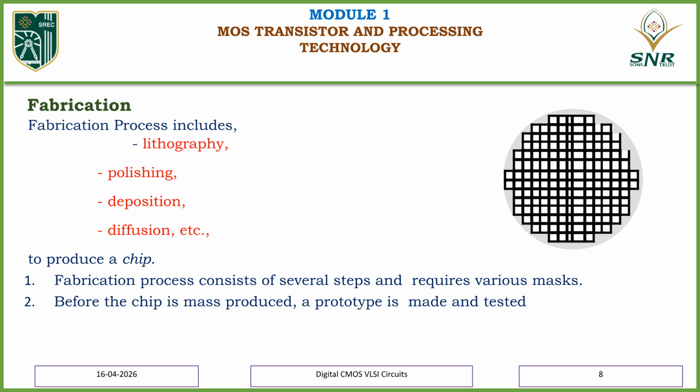Fabrication is the final stage of the VLSI design flow, where the verified layout is physically realized on a silicon wafer. The process involves multiple steps, such as photolithography, deposition, oxidation, diffusion, and chemical mechanical polishing. Each layer of the circuit is created using masks, making the process highly precise and technology-dependent. After fabrication, the wafer is diced into individual chips, packaged and subjected to rigorous testing. Before mass production, prototype chips are evaluated to ensure functionality, performance, and reliability. This stage ultimately transforms the design into a real, working integrated circuit.